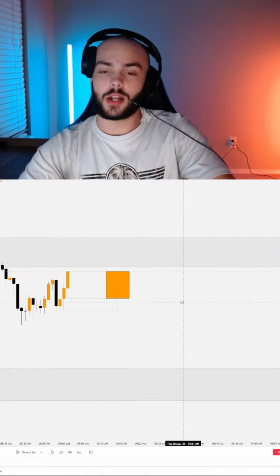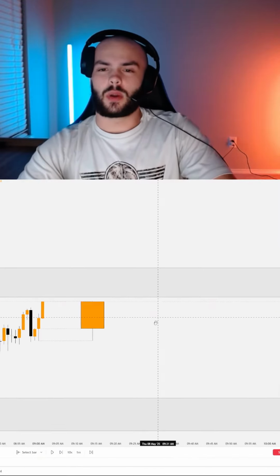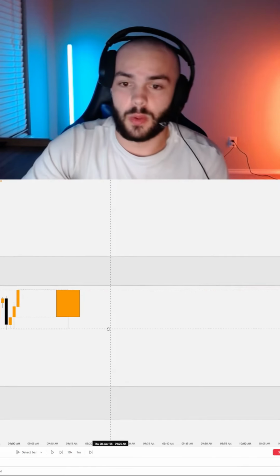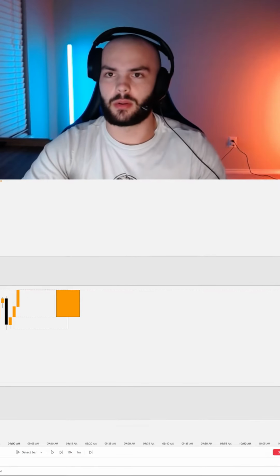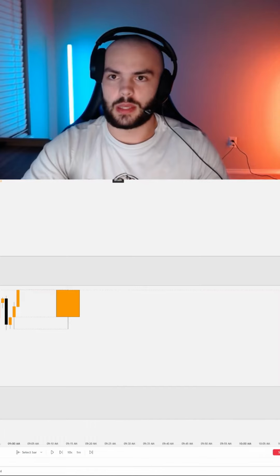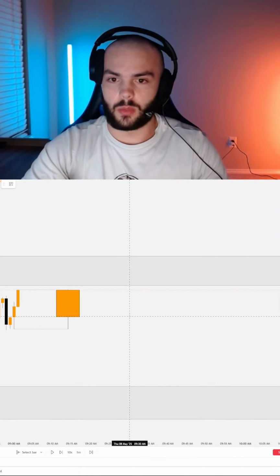So now what you want to watch is, we want to break down the simple CRT of the 4-hour candle. This is what we're trying to catch. We're trying to catch the expansion of this 4-hour candle. So let's just say theoretically, or not theoretically, this is where the open of the 4-hour candle was, right here.